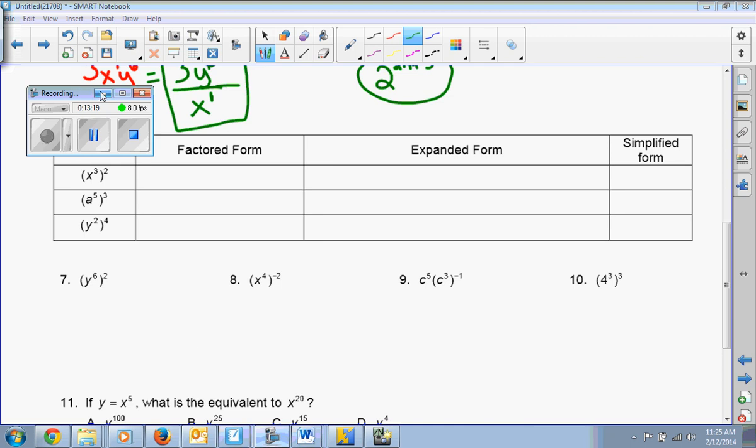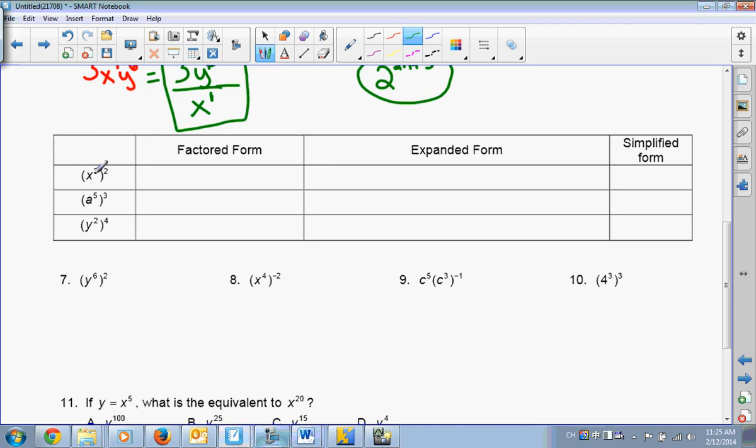So let's keep going. The difference here is we're not multiplying bases, we're multiplying a power and a power. So it's literally saying x to the 3rd to the 2nd power, in factored form. X to the 3rd squared means x to the 3rd times x to the 3rd. We're doing x to the 3rd twice. That's what the power of 2 means here.